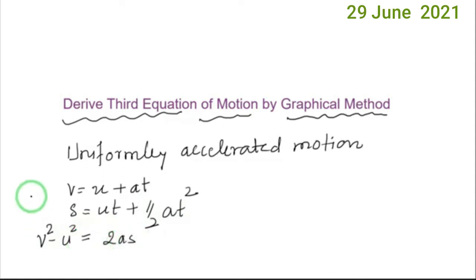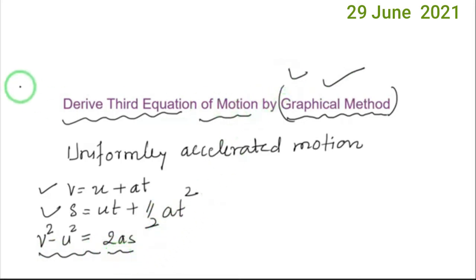In the previous videos, we have already seen how to prove V is equal to U plus AT by using a graphical method. And we have also proved S equals UT plus half AT square with the help of graph. Now in this video tutorial, we are going to prove V square minus U square is equal to 2AS by using graph. Now this is a very important question; in your examination, maybe it will be asked for 3 or 4 marks. Now we shall start.